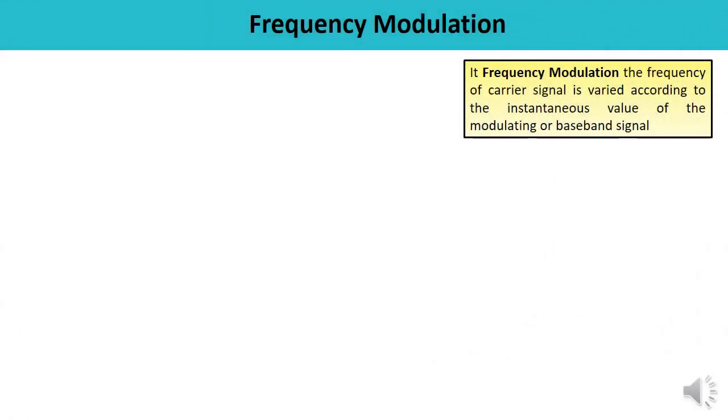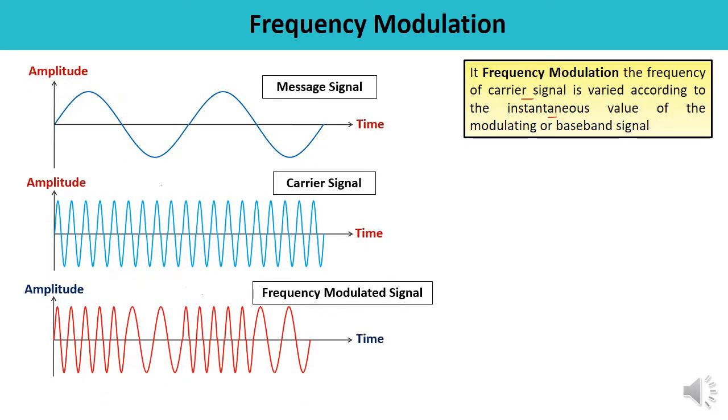To start with, first we have to understand and revise what is the frequency modulation. In case of the frequency modulation, you can define this as a process where the frequency of carrier signal is varied according to the instantaneous value of the modulating or baseband signal. You can see in this particular diagram, three waveforms have been shown. First is for the message signal, second is for the carrier signal, and third is the resultant frequency modulated signal.